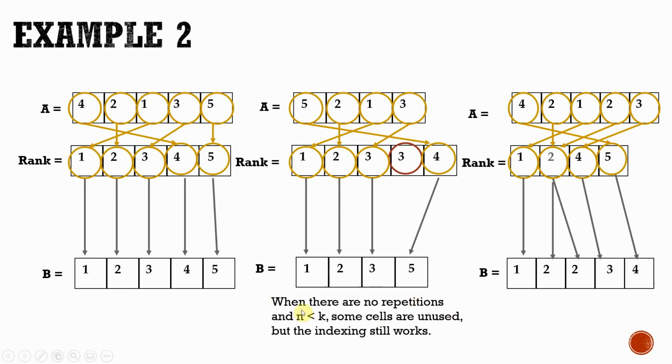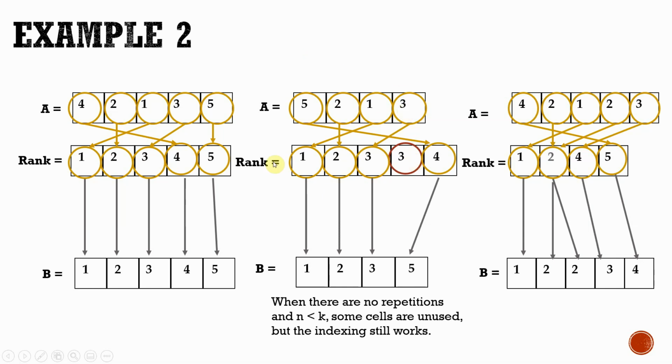Something to notice is that when there are no repetitions and n is smaller than k, here we have 4 elements, so n is 4 but k is 5. In this case some cells are unused but the indexing still works. So you see that counting sort works even if n is smaller than k.